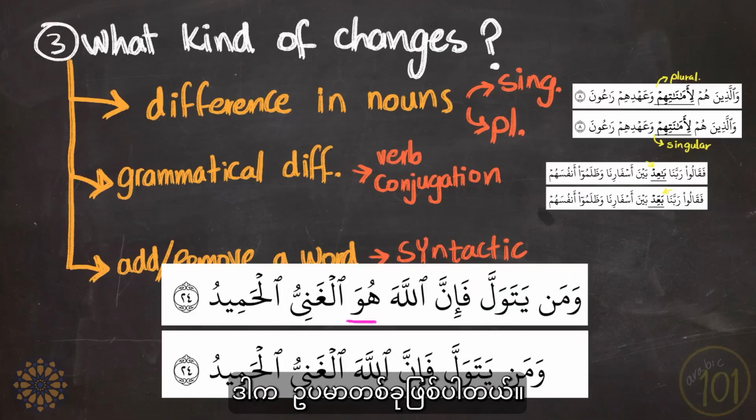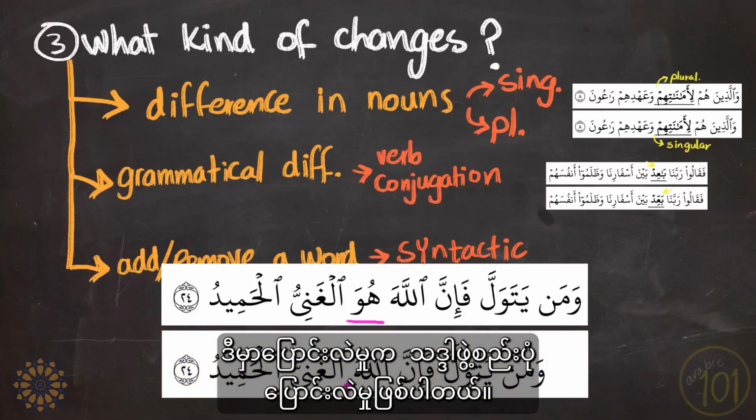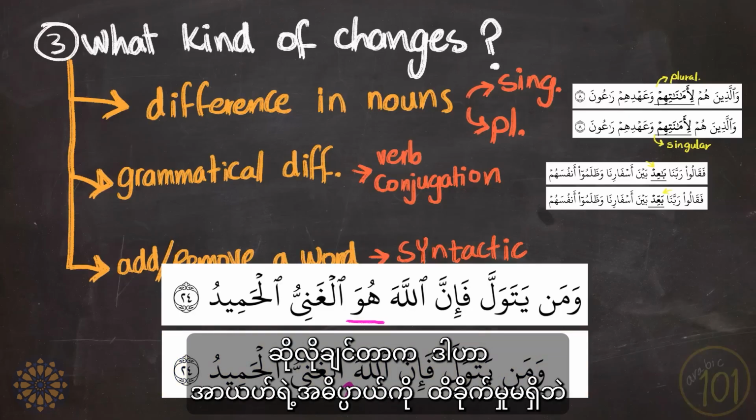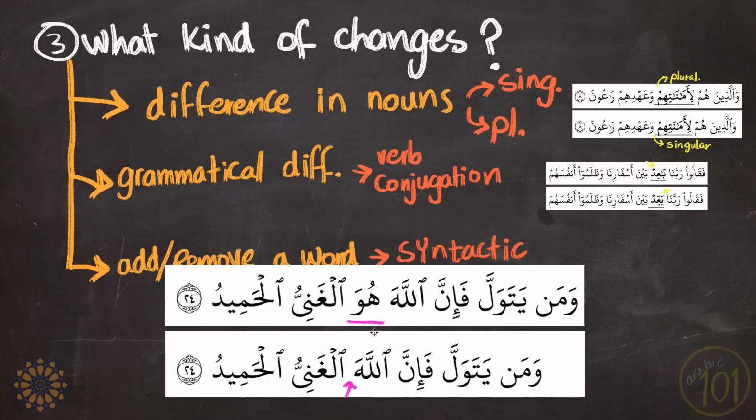Another type of variation is the absence or the addition of a word, and this is one of its examples. Notice here that the change is merely syntactic, meaning that it doesn't affect the meaning of the ayah, but just the choice of words to say the same thing.